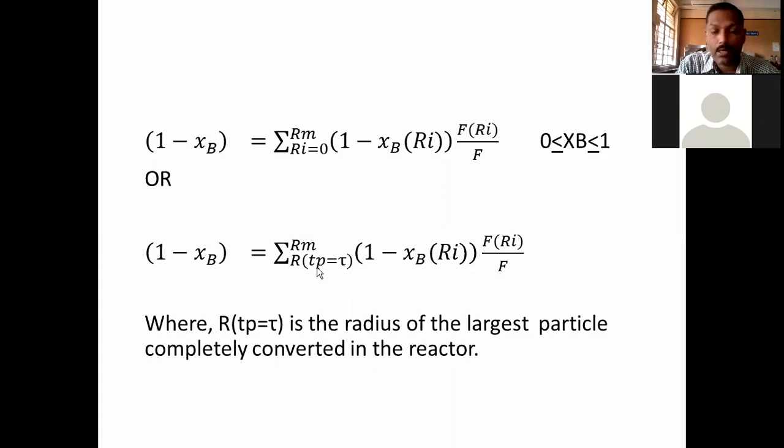So hence we write here that R at t_p equal to tau means the largest particle radius which is completely converted in the reactor. Note this. So for sizes 5 mm, 10 mm, 15 mm, we can't take 5 mm here. We only take the 10 mm and 15 mm like this. Okay, this is the example.